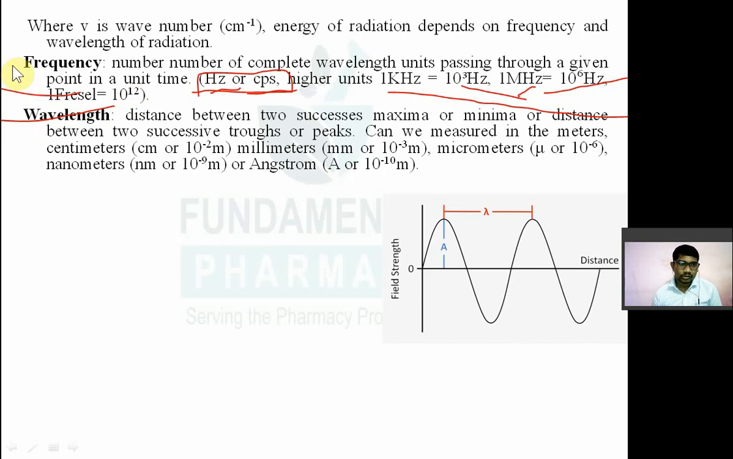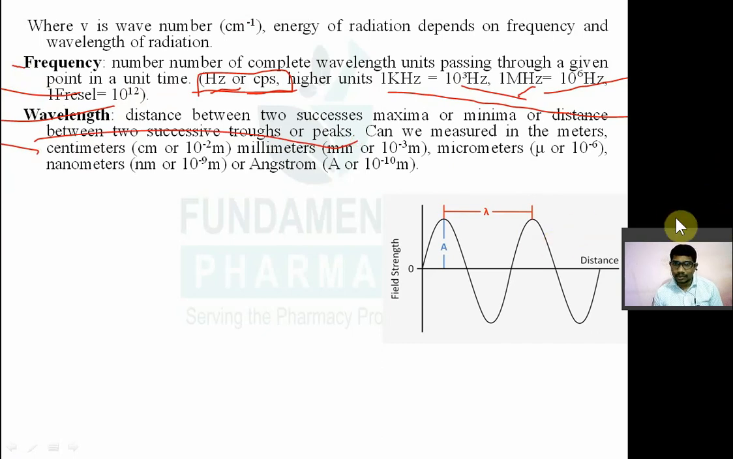Okay, we have seen what is frequency. What is frequency? It is nothing but the number of wavelength units passing through a particular point in a unit time. Now what is wavelength? Wavelength is nothing but the distance between two successive maxima or minima, that is, the distance between two successive troughs and crests.